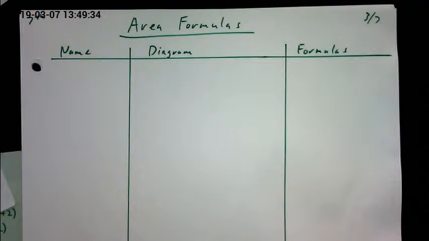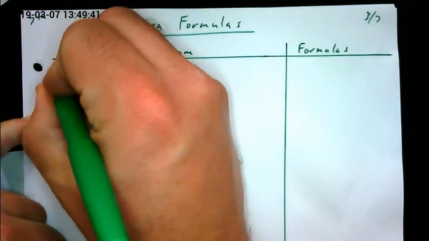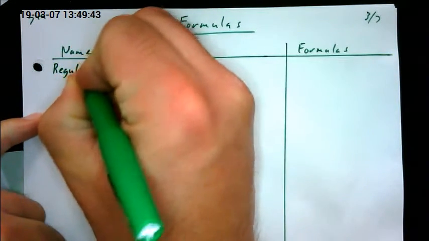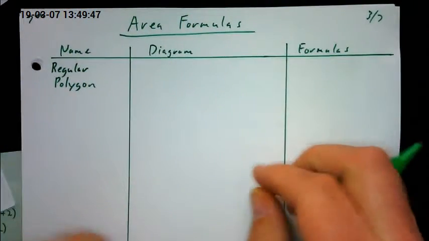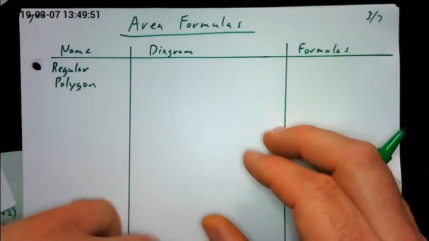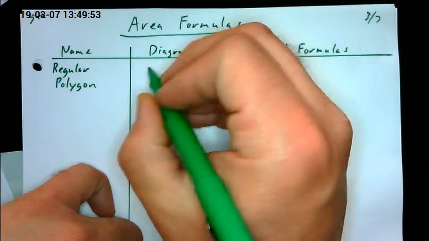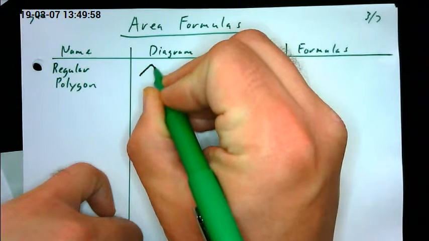So, the first one that we need to do is area of a regular polygon. We learned this one yesterday. Regular polygon. Now, you can draw whatever regular polygon you want. I'm going to go with a pentagon just because I think I can draw it fairly well.